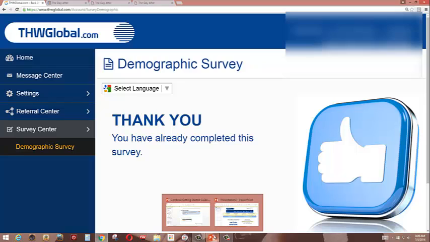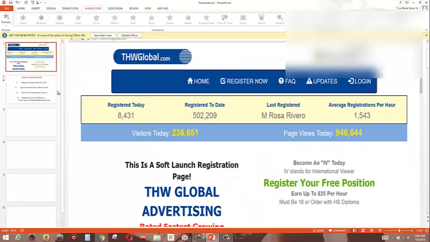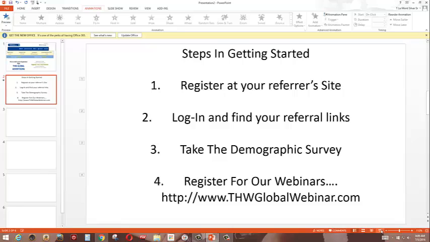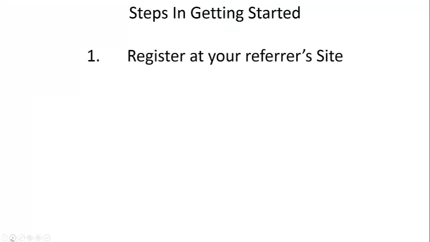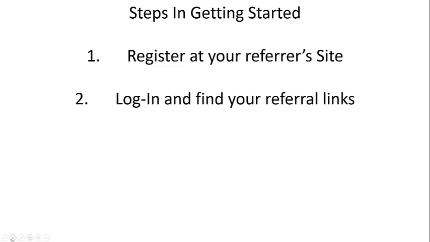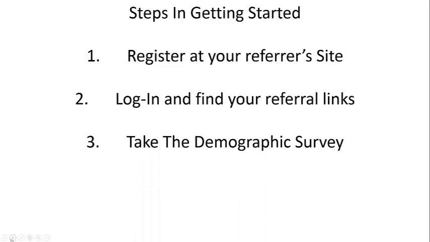And then the last thing you're going to want to do once you've gotten all that set up is register for our webinars, and I'll share with you how to do that in just a moment. So let's quickly go over the steps to getting started. Number 1, register at your referrer site. Number 2, log in and find your referral link so you can start sharing your referral links, building your referral network. If you don't know why that's such a big deal, you'll find out when you register for our webinars. Number 3, take the demographic survey. If you don't take the demographic survey, it doesn't matter that you registered.